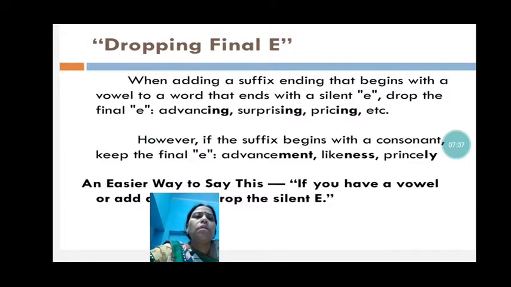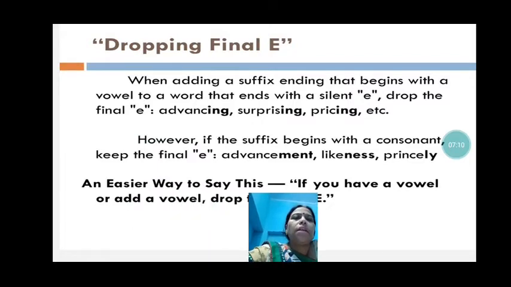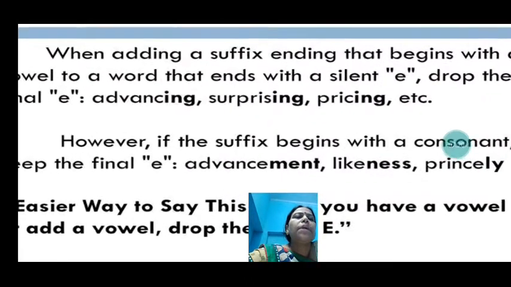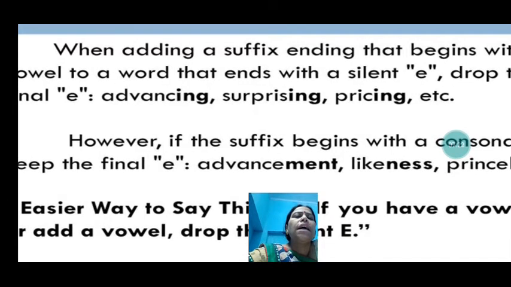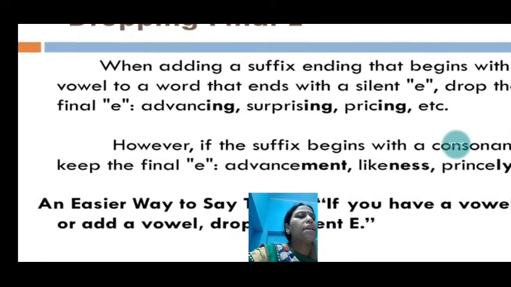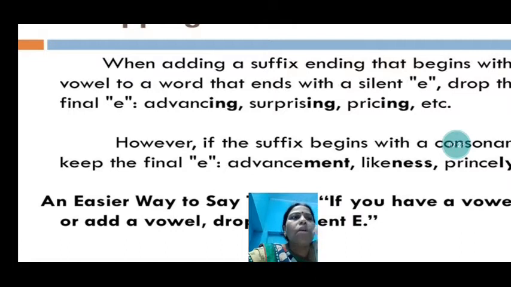Now see, dropping the final E. When adding a suffix ending that begins with a vowel to a word that ends with a silent E, drop the final E: advancing, surprising, pricing. So what happens here? What is the spelling of advance? A-D-V-A-N-C-E. We have removed E and added ing. In surprise also, S-U-R-P-R-I-S-E, removed E, added ing. Price, P-R-I-C-E, removed E and added ing.